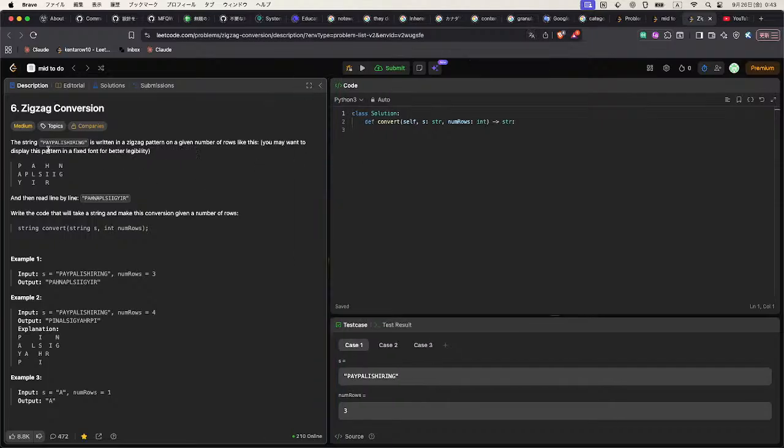The string PAYPALISHIRING is written in a zigzag pattern on a given number of rows like this. You may want to display this pattern in a fixed font for better legibility. PAYPALISHIRING.